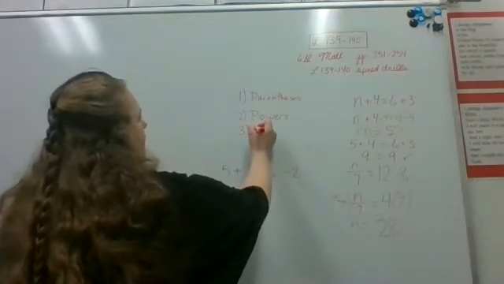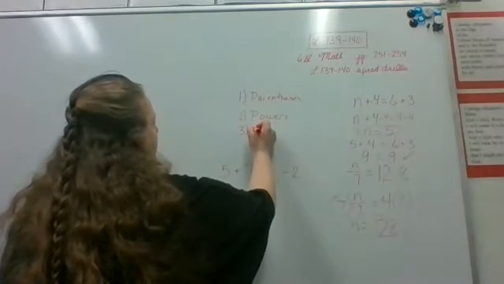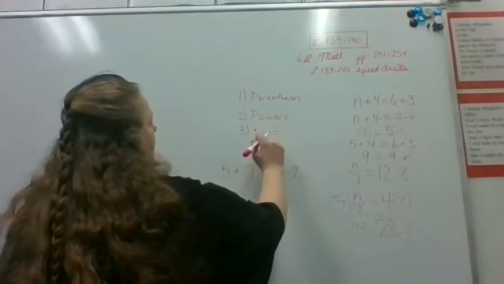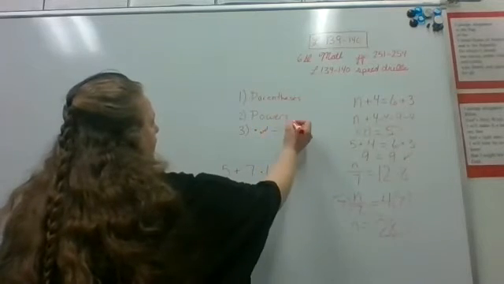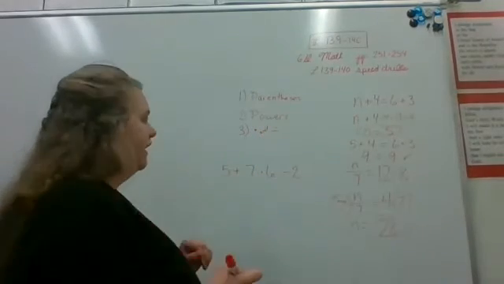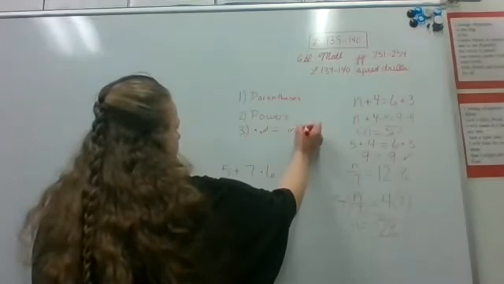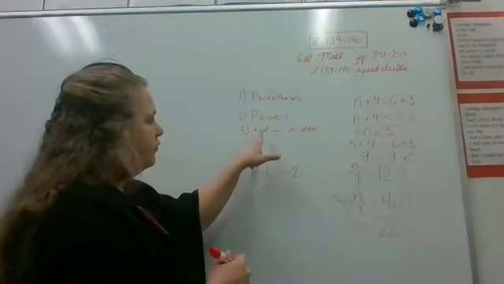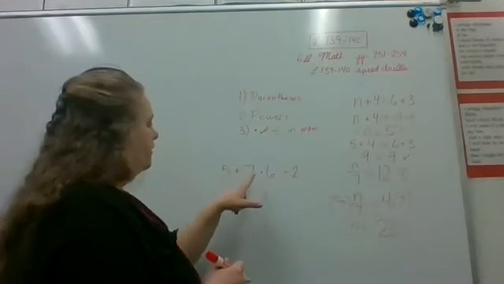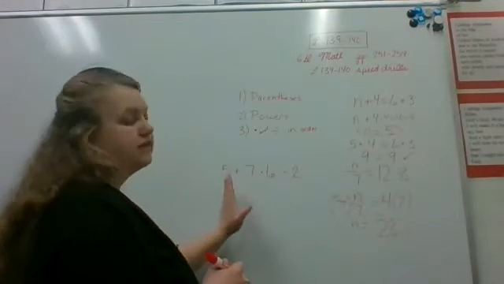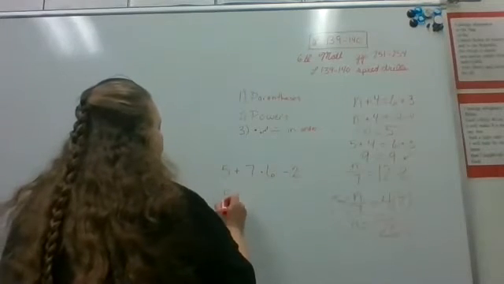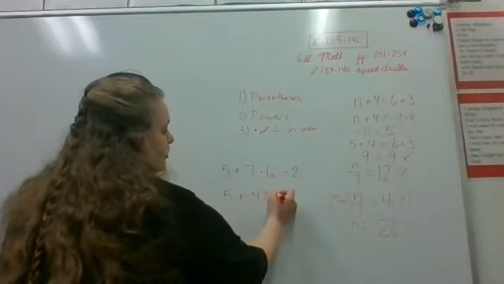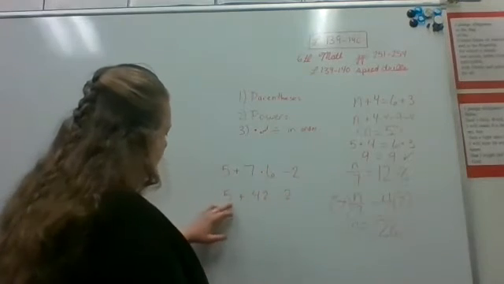Third, multiplication and division in the order that they come, okay? I'm just going to put in order, okay? So, there's an addition there. Is that multiplication or division? No, okay? This one is multiplication, so that's the order. So we're going to have a 5 plus 7 times 6 is 42 divided by 2, okay?